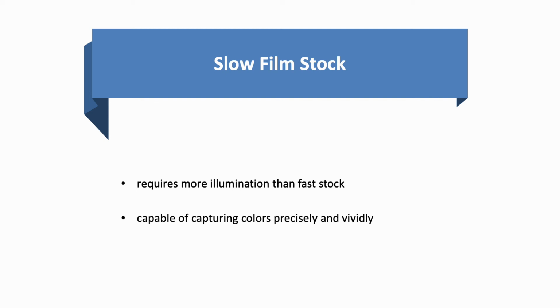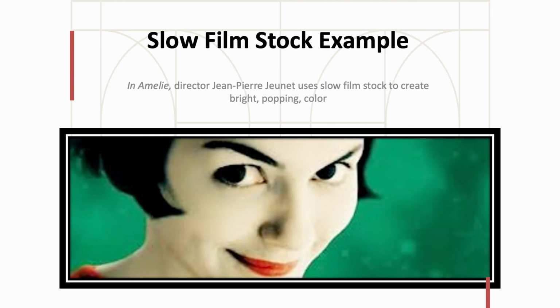Slow film stock requires more illumination than fast film stock. Slow film stock is capable of capturing colors precisely and vividly. An example of slow film stock from Amélie. In Amélie, director Jean-Pierre Jeunet uses slow film stock to create bright, popping color.